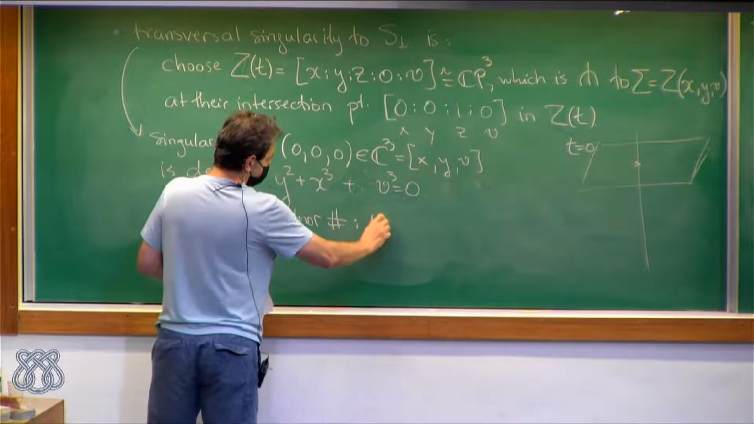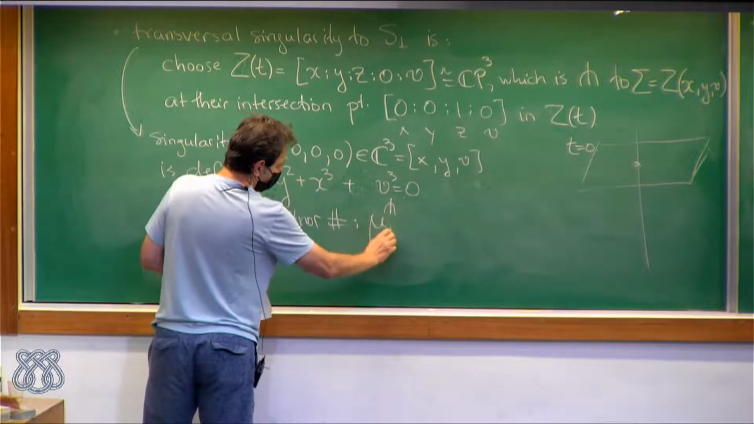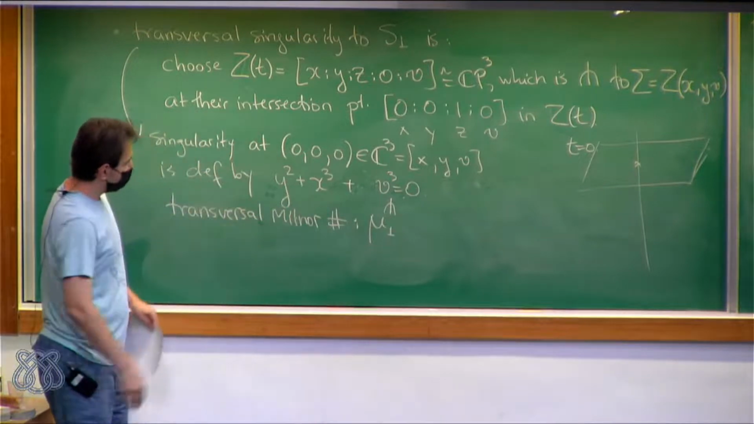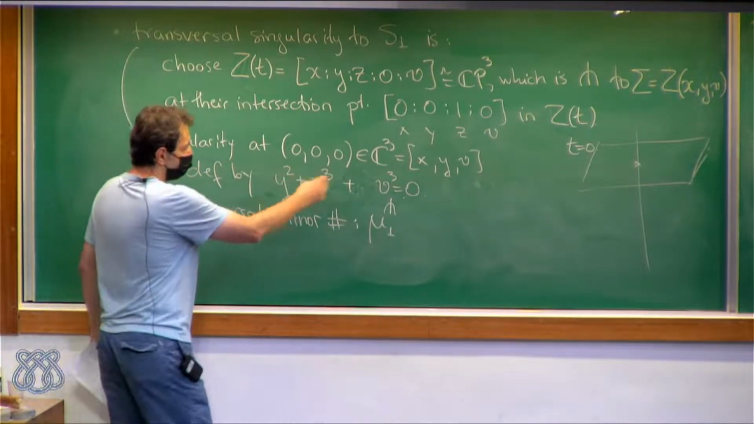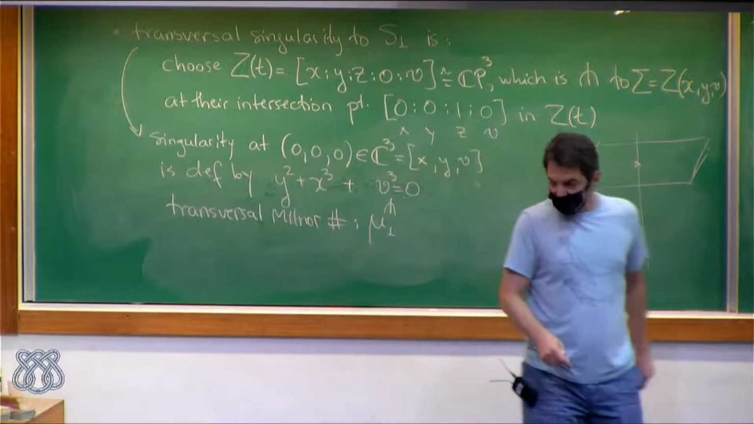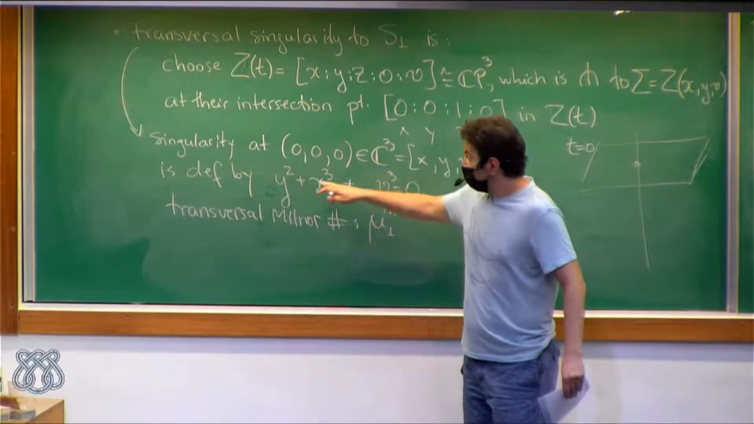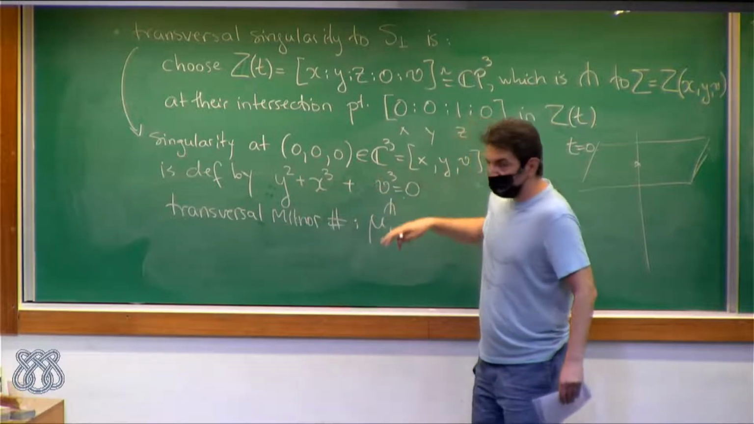So let me write it like that. 1 coming from the one-dimensional stratum and transversal coming from a transversal Milnor fiber. So whenever you have a Brieskorn type singularity, all you have to do is take products of exponents minus 1. So 2 minus 1 times 3 minus 1 times 3 minus 1, that's a 4.